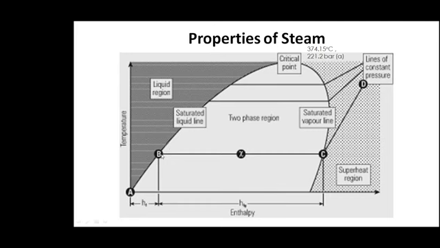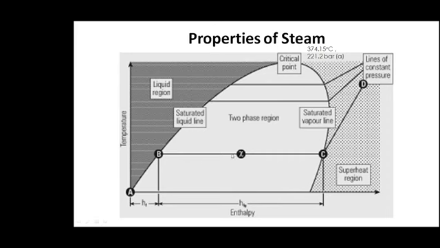So why is this important? If you see this, at 1 bar, this is the latent heat. At 10 bar, this is the latent heat. At 20 bar, this is the latent heat. At 30 bar, this is the latent heat. At 60 bar, this is the latent heat.